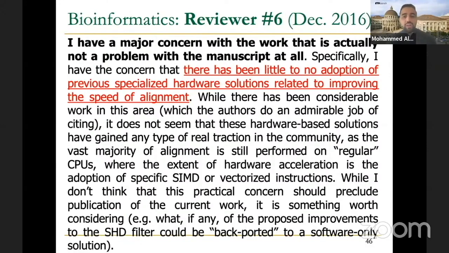There are other accelerations, such as sequence alignment, for example, that have been accelerated for 20 or 30 years using FPGAs. And mostly these hardware accelerators had not been used until that time, 2016, for improving the speed of alignment. So he said, while there has been considerable work in this area, it doesn't seem that these hardware-based solutions have gained any real traction in the community.